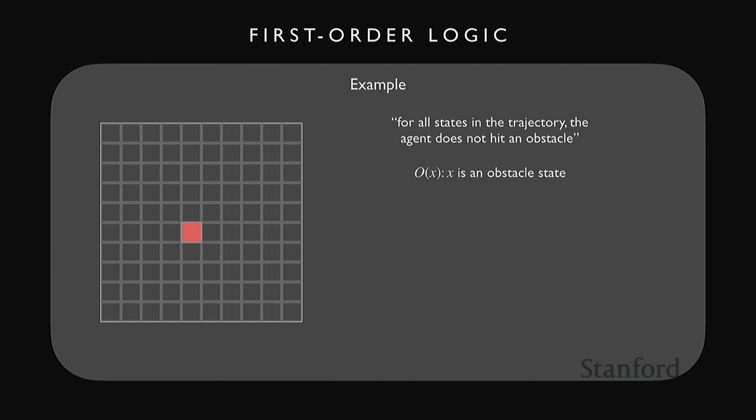And so we're going to define some of these predicate functions. We'll say O of x will be true if x is an obstacle state. And then we want to say for all states, the agent does not hit the obstacle. So we can say for all x, not O of x. So for all x, whether or not it's in an obstacle state does not evaluate to true.